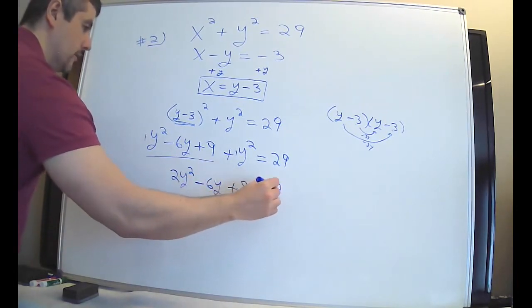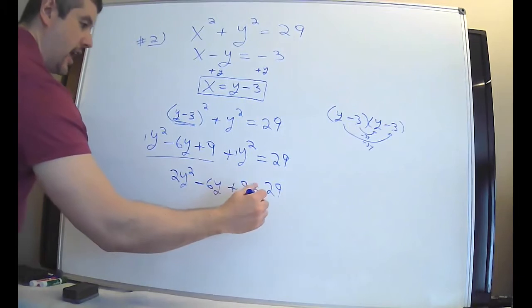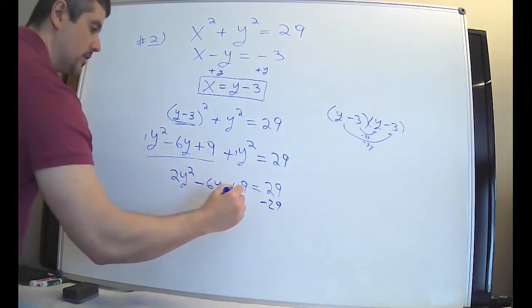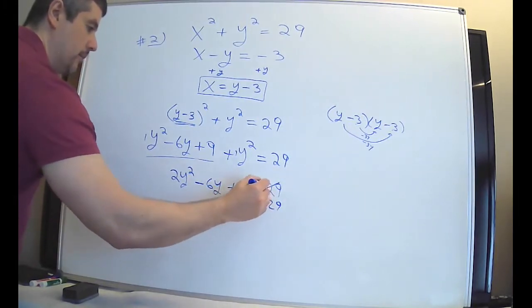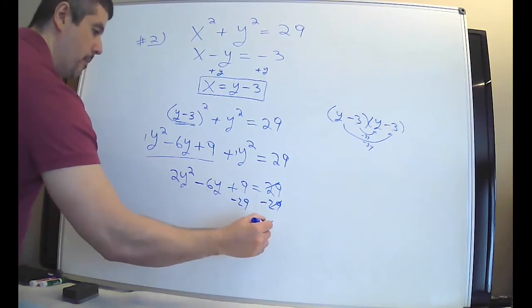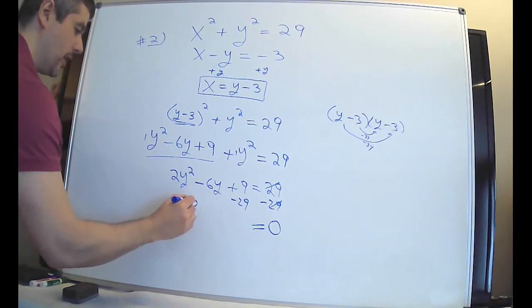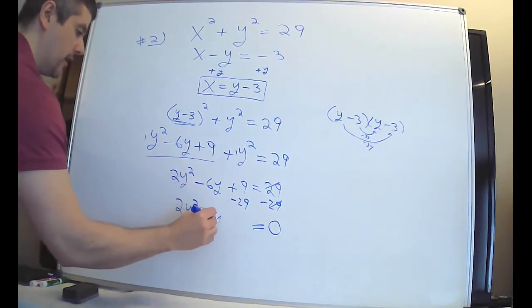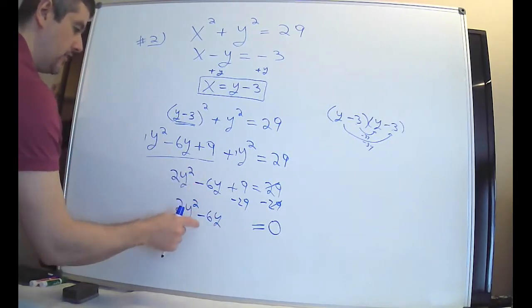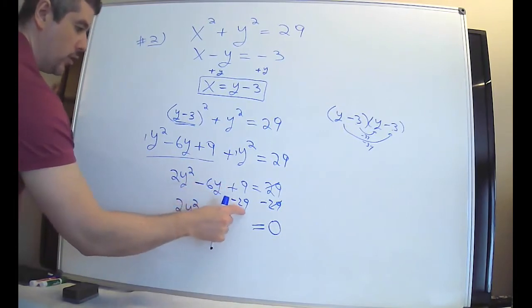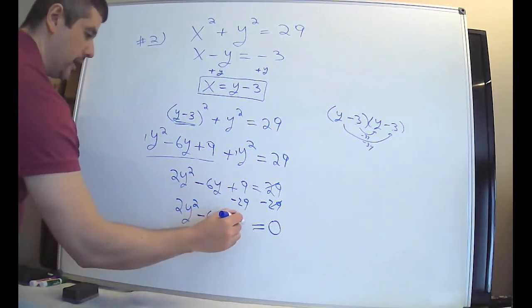It's almost over. I'm going to move this to that side. Why am I going to do that? Why am I going to subtract 29? Because I want it to be equal to 0. Pow. So I have 2y squared. Let's see how smart I am. Negative 6y. Stayed the same. 9 take away 29 is negative 20.